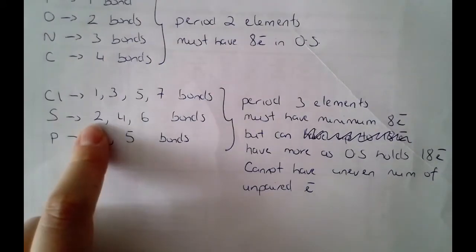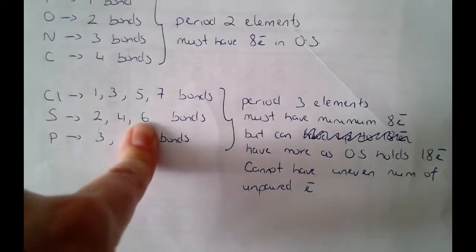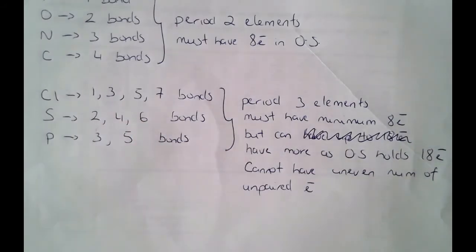It can form 2 and have 8 in its outer shell, or it can form 4, or it can even form 6 bonds. The max it can form is 6 because it's only got 6 electrons in its outer shell, and you can't form more bonds than you've got electrons. Even though that will give it 12 electrons in its outer shell, that's okay because its outer shell is the third shell and it can hold up to 18.